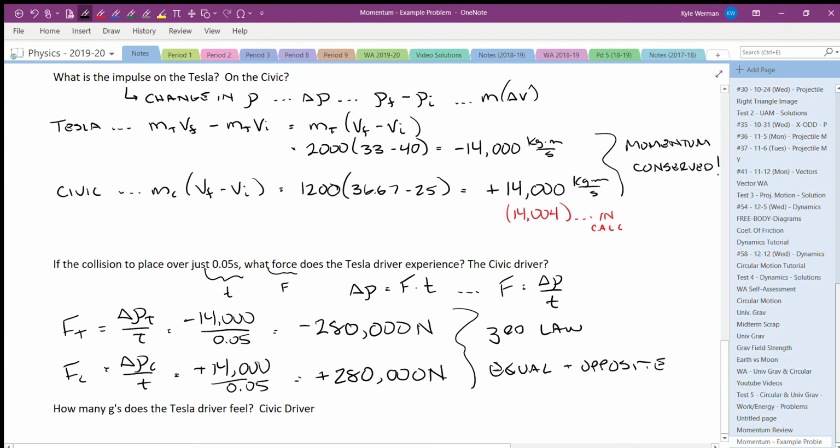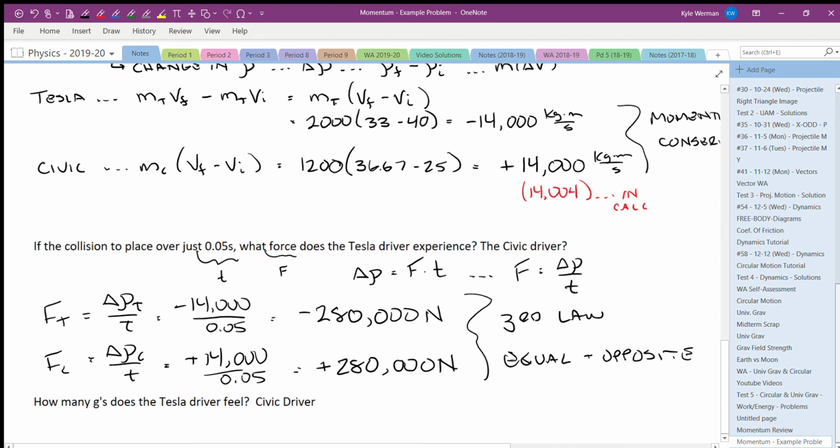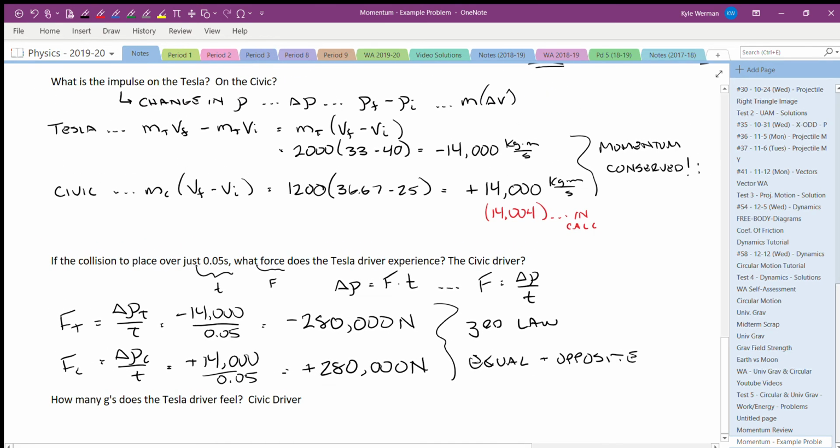If the Tesla is applying a force on the Civic, then according to Newton's third law, the Civic is applying a force right back on the Tesla. It's just in the opposite direction. And so again, we've called to the right positive. And so the force acting on the Tesla would be slowing it down, pushing left, which is why it's negative. And the Civic is experiencing one to the right.